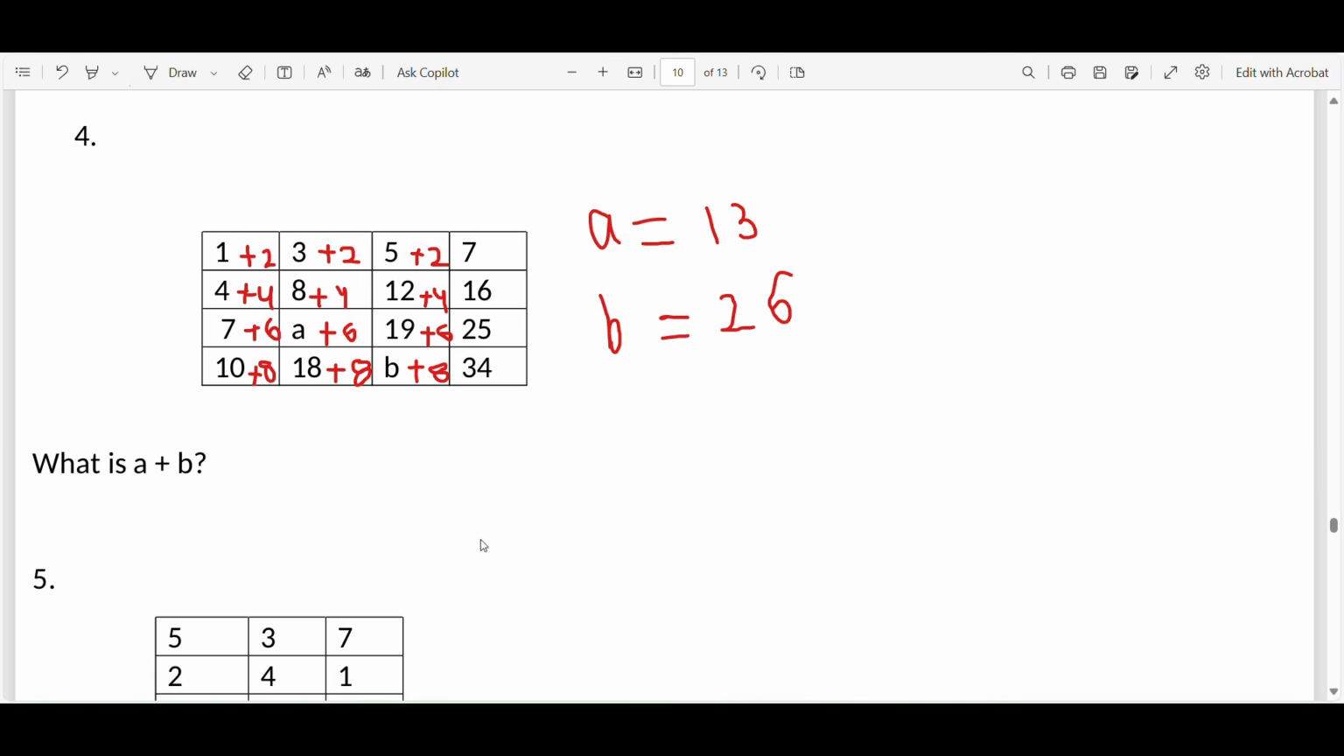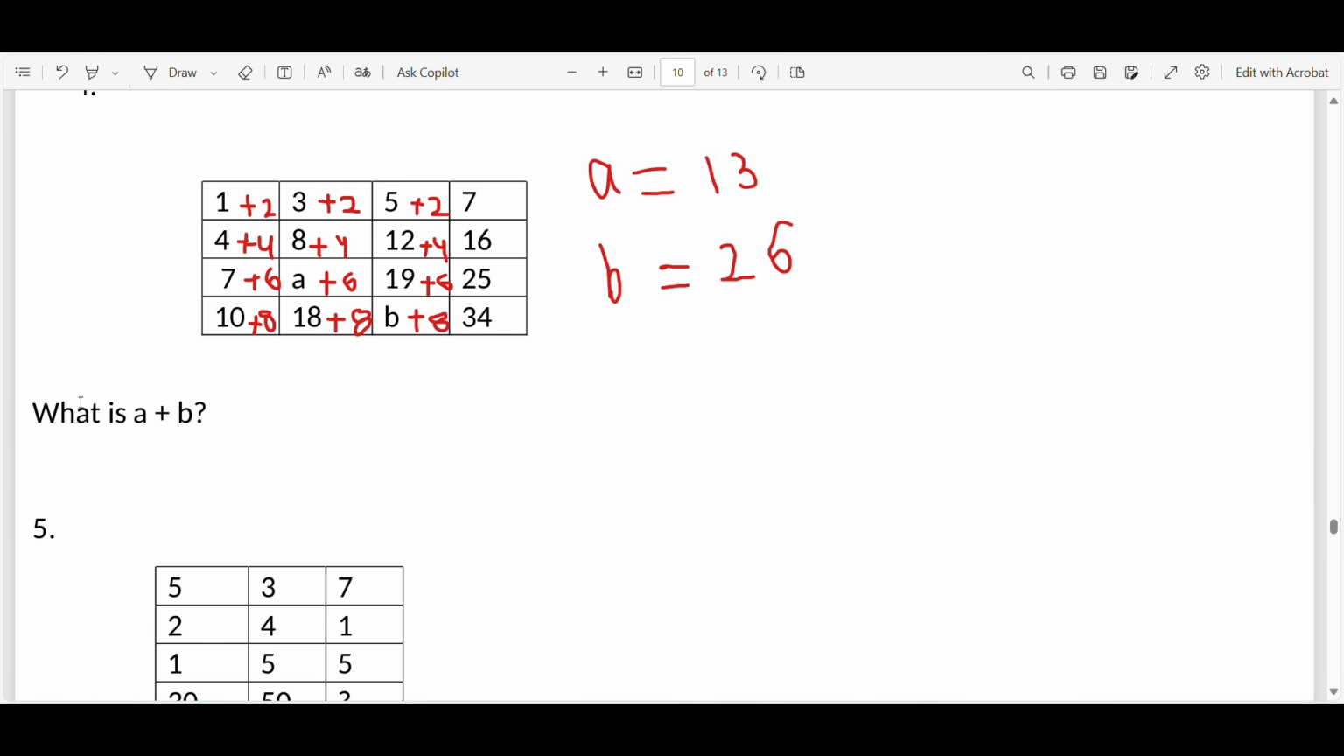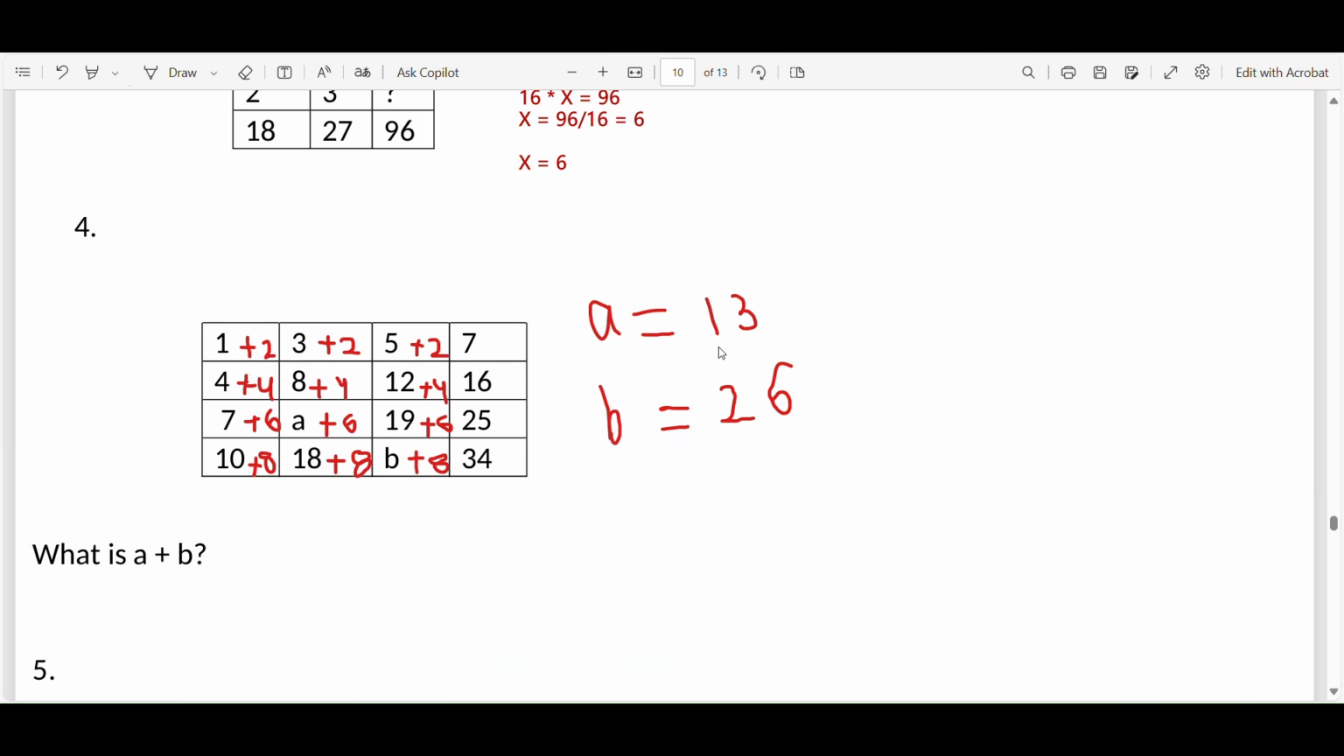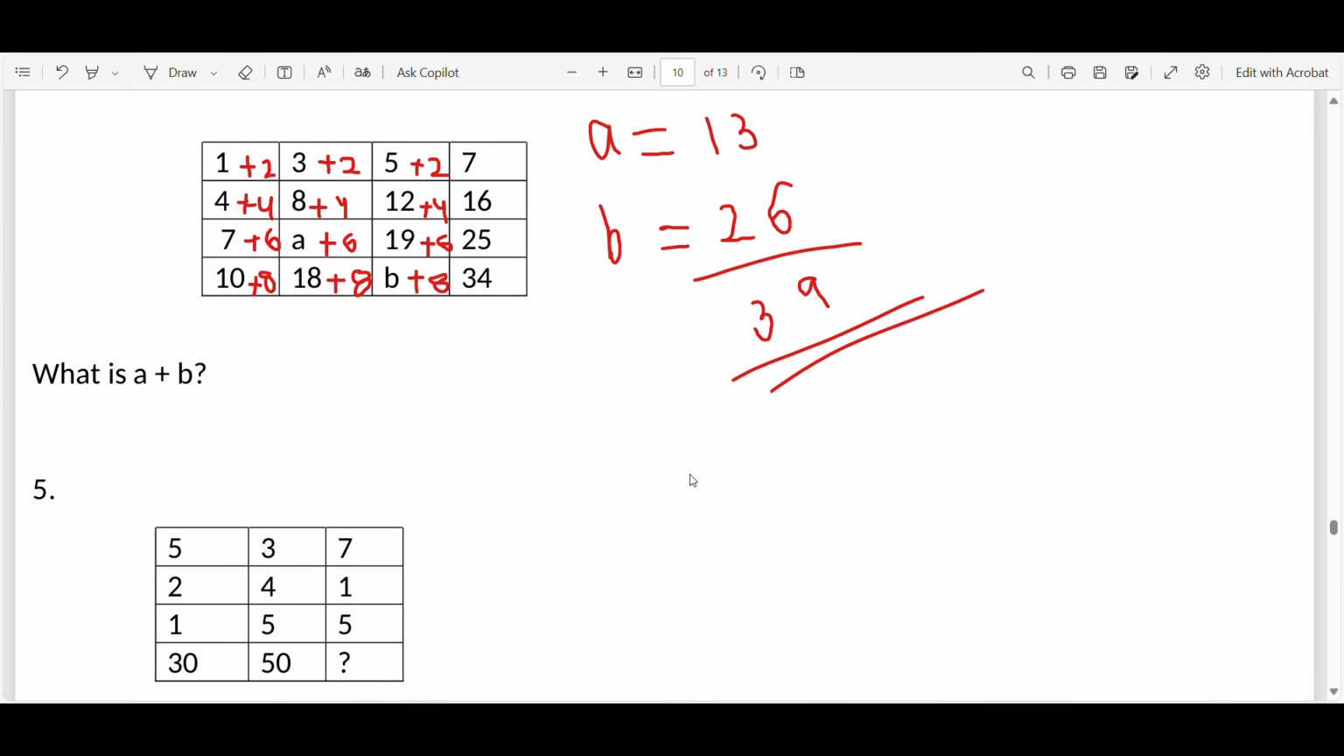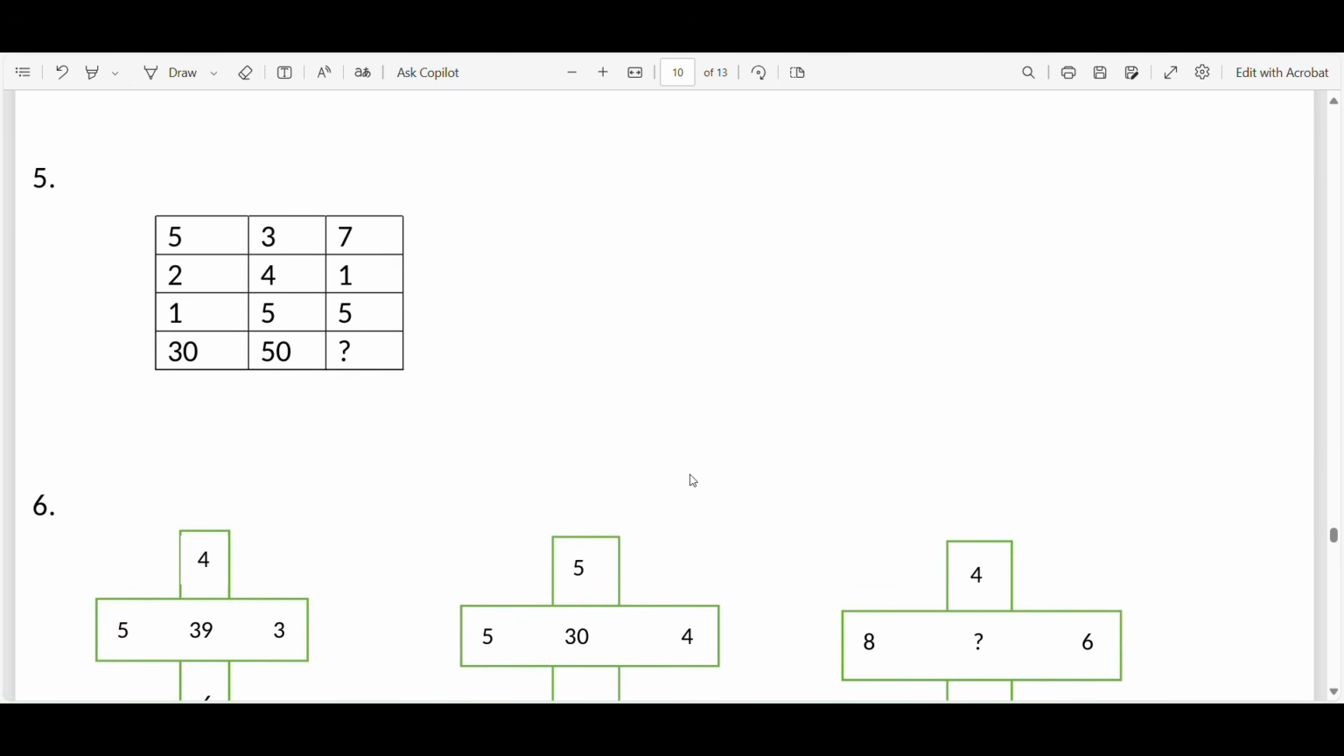So this is the fourth question, and here it is asking what is A plus B. When you add both of them, 13 plus 26, 3 plus 6 will give you 9, and 1 plus 2 will give you 3. So the final answer is 39. Okay, so this is the fourth question, and let's go to the next question, which is 5.